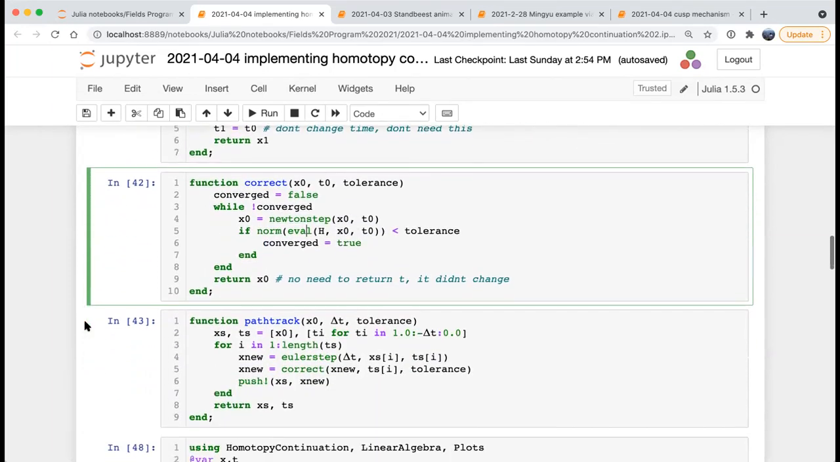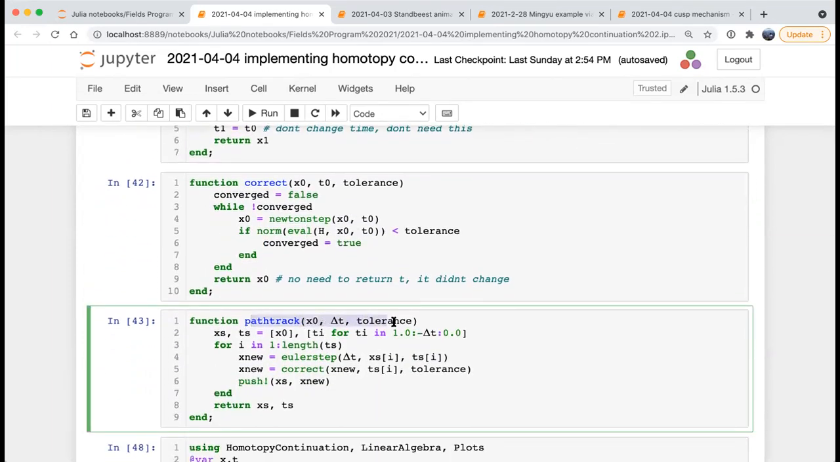Okay. And then our main thing is we're going to track the paths. We're going to do path track. And so we take time starting at one and going backwards by delta t, which we specify, it's up to us, and going to zero. And then for each time step, we compute an Euler step. This might go away from our path a little bit, but then we correct it by using a bunch of Newton steps until we've gotten to our tolerance. And then we record our new solution at each time step. And so this gives the discrete version of that path that we're tracking.